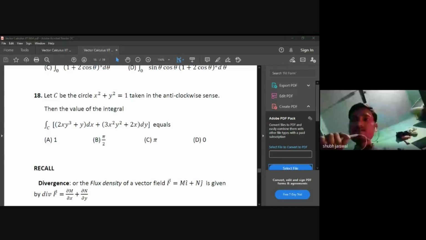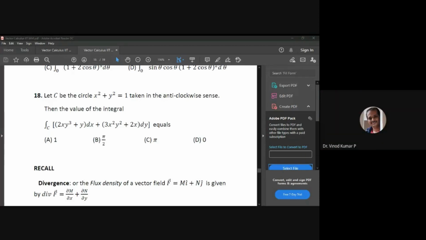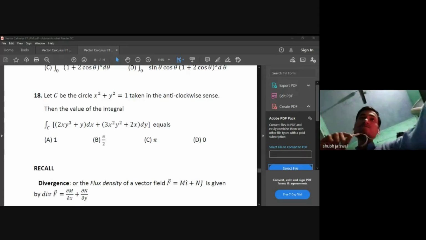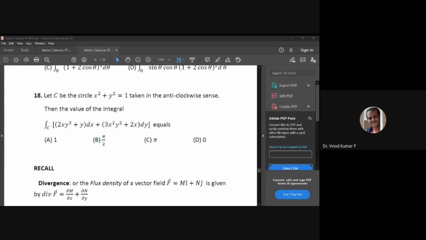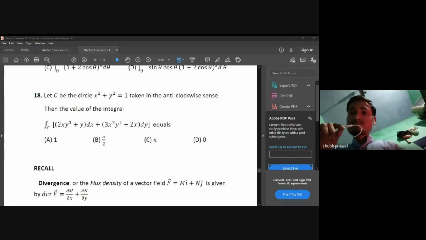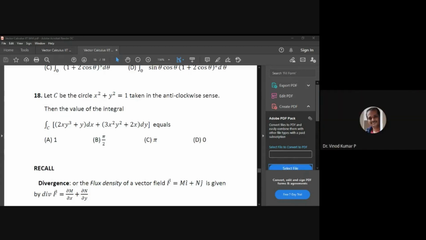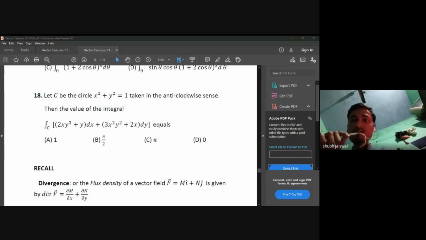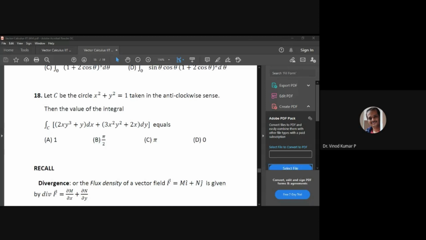Hello, sir. First of all, thank you very much for this session. Okay, Shubham, you can share your experience. Thank you very much, sir, for organizing this session, and thanks to the resource person. Thank you very much. Okay, thank you, Shubham Jaiswal.